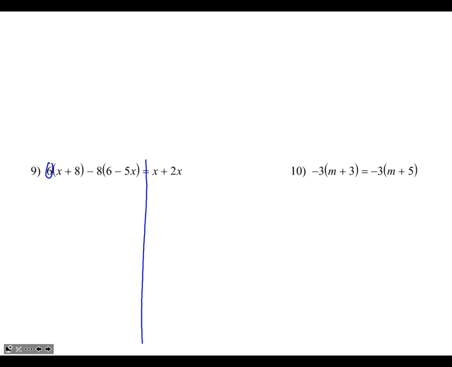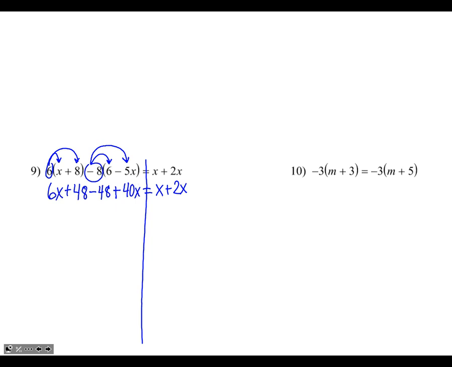All right, I got 6 to distribute. 6 times x is 6x. 6 times 8 is 48. Oh, then I'm going to distribute this -8 to a 6, so that's minus 48, because negative times positive is negative, and 6 times 8 is 48. -8 times -5x. Negative times negative is positive. 5 times 8 is 40, and then we have that x there, equals x plus 2x.